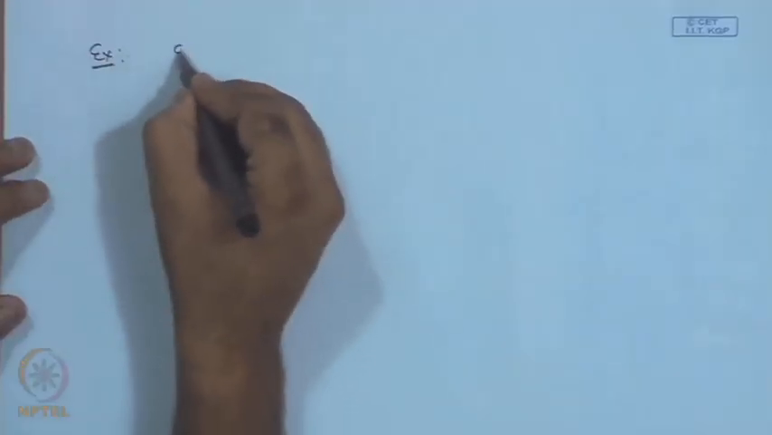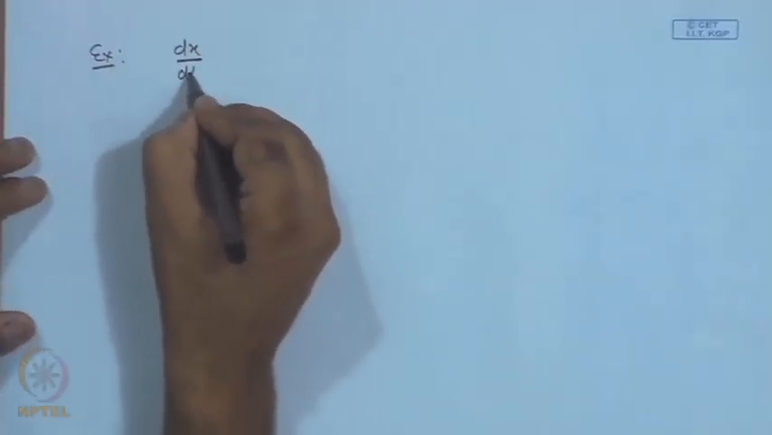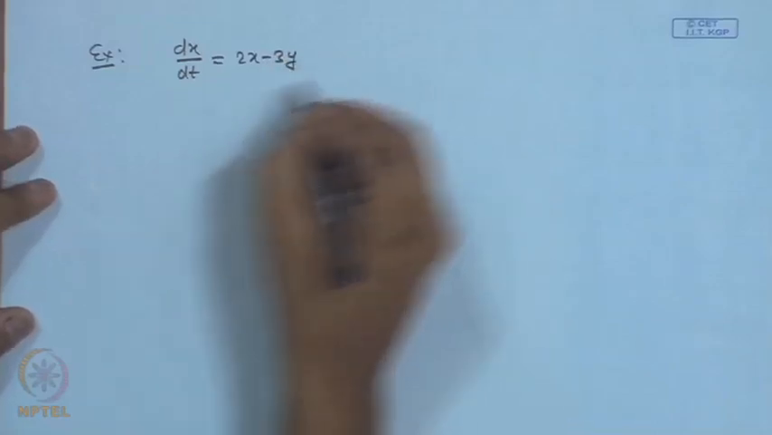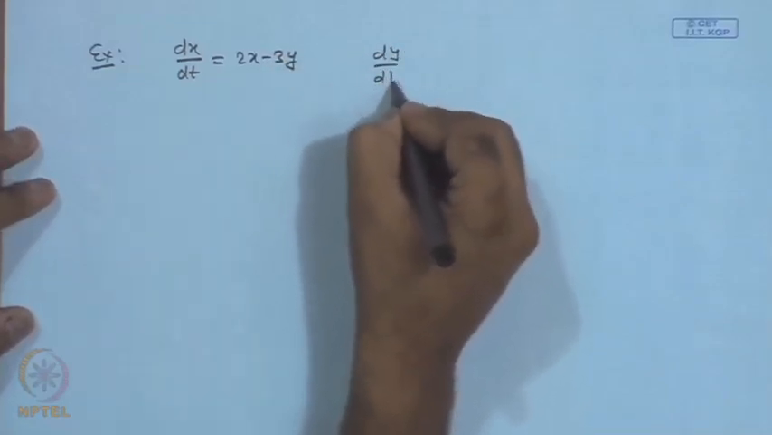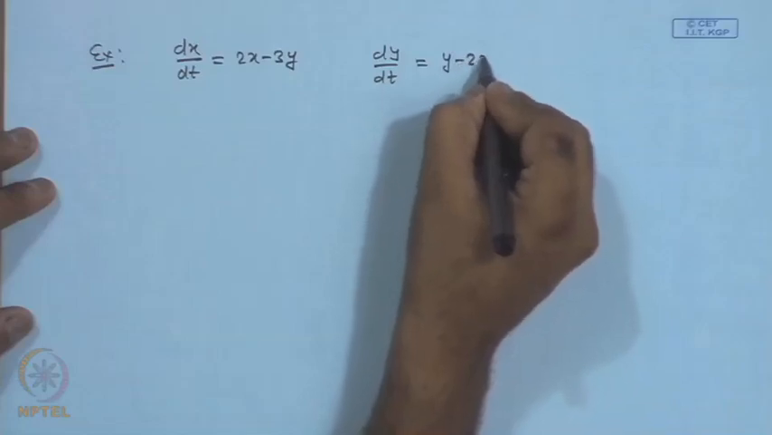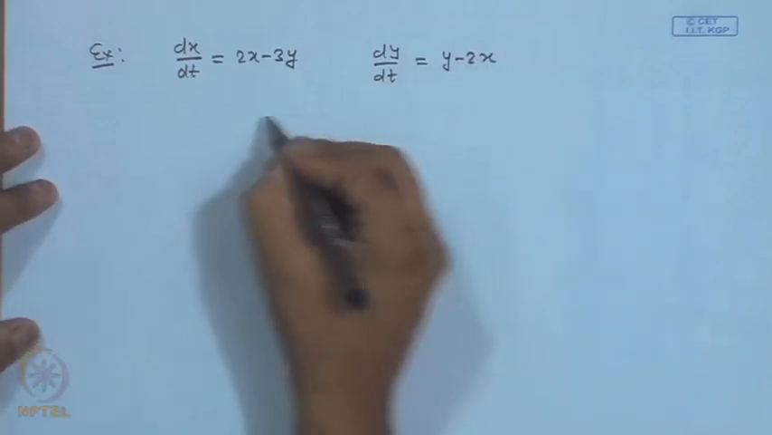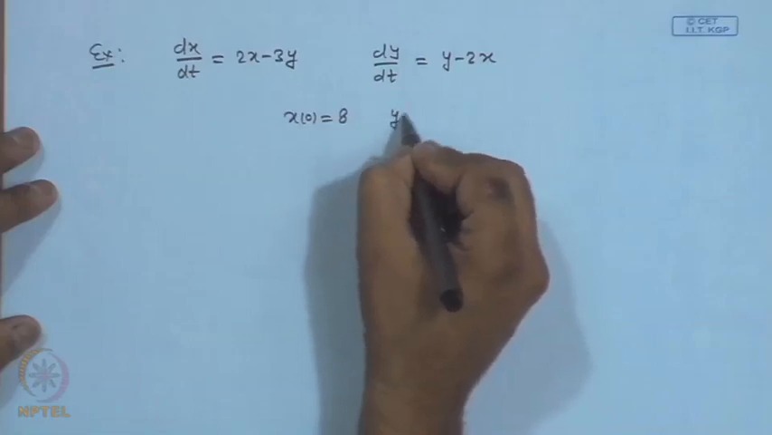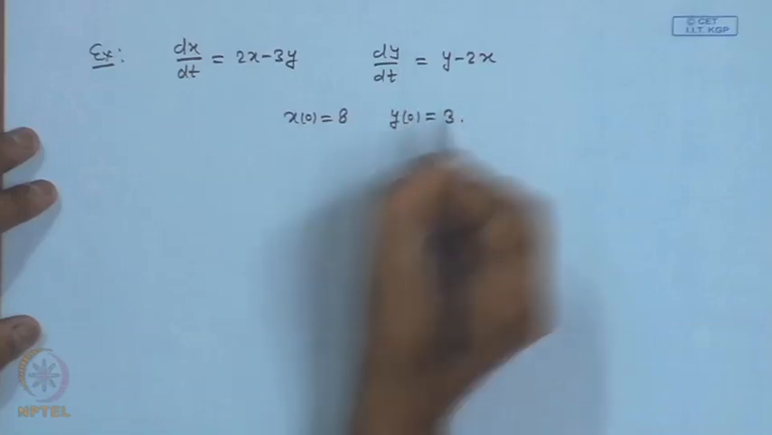The last example we consider quickly, and that is a simultaneous differential equation. I will just give the idea of how to solve the simultaneous differential equation. In this example we take a very simple example: dx/dt = 2x − 3y, and dy/dt = y − 2x, and the initial conditions are given: x(0) is 8 and y(0) is 3.